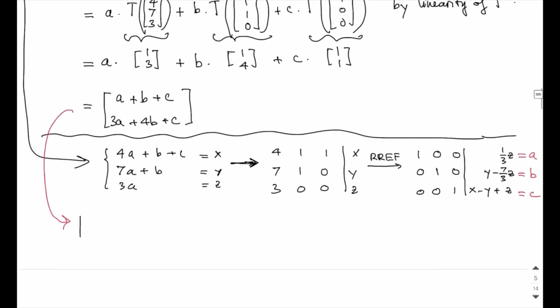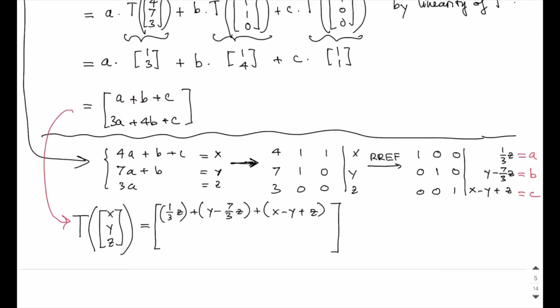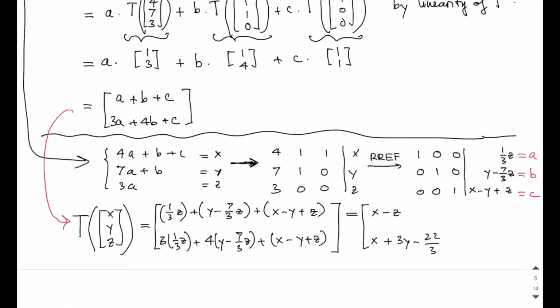So from here, we know that T of any x, y, z is going to be A times 1, 3, plus B times 1, 4, plus C times 1, 1. So one-third of z plus this guy and plus this guy. For the second one, 3A, 4B, and C. And then you simplify, combine the like terms. What you end up having would be x minus z, x plus 3y minus 22 over 3 z.